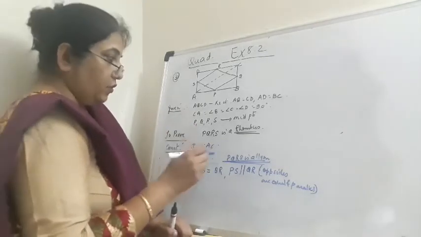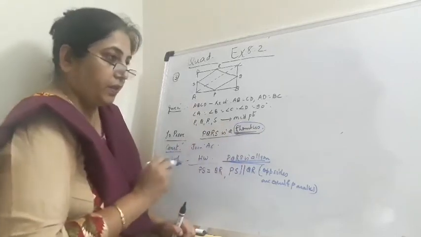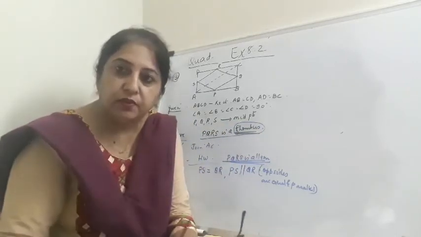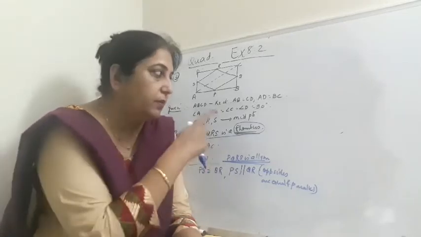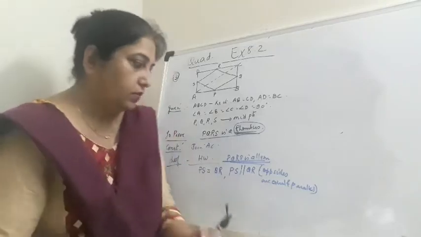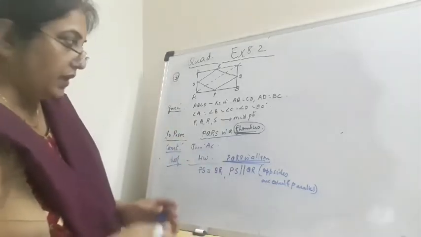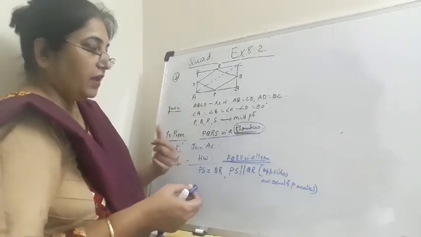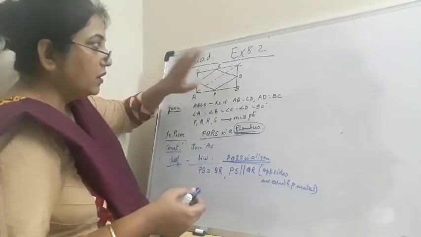Now, as I told you, we have to prove that PQRS is a rhombus. To prove that PQRS is a rhombus, if we somehow prove that the adjacent sides are equal, then it will be a rhombus. So now we have to consider two triangles in such a way that we prove them to be congruent, and after proving them congruent, their corresponding parts will be equal.